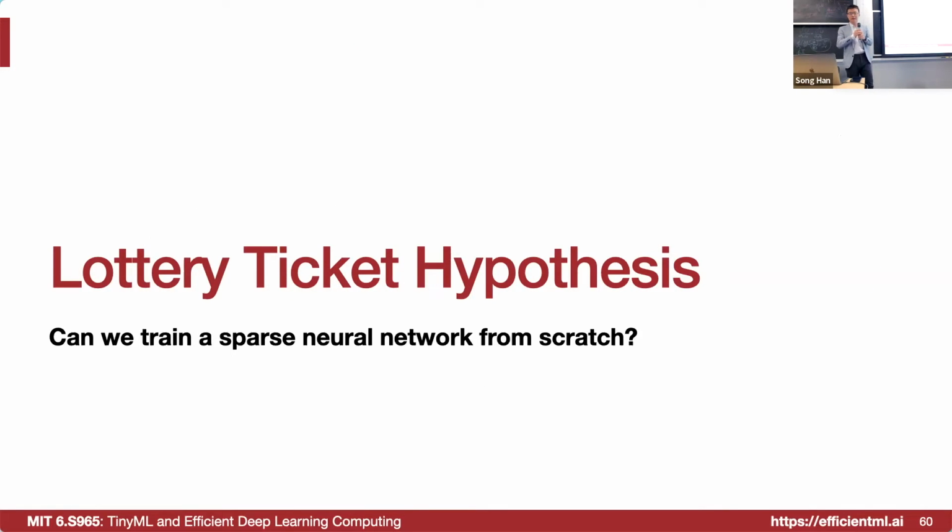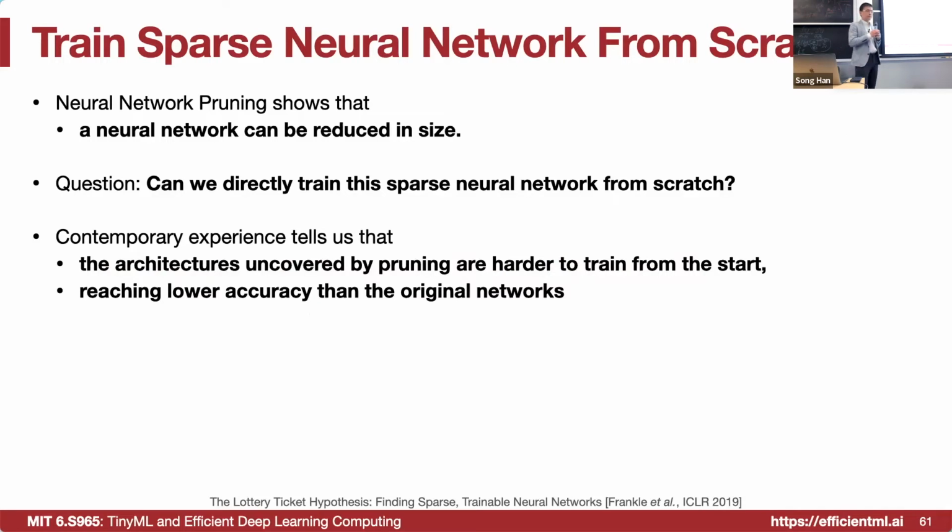So let's talk about some recent literature on the lottery ticket hypothesis. Can we train a sparse neural network from scratch? So far, we find the neural network can be compressed and reduced. But can we directly train this sparse neural network from the beginning? So far, we have to train the model to understand which weights can be pruned. Can we directly train this sparse neural network from scratch?